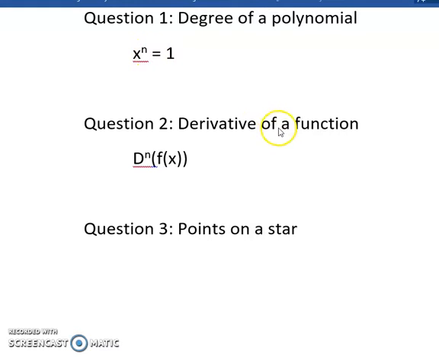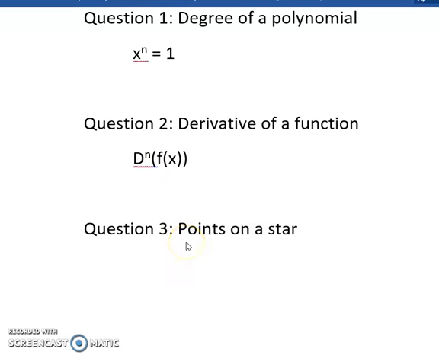Let's look at the next question. You know the first derivative, second derivative, third derivative, fourth derivative, and so on. Those are easy to calculate. But can you have a fractional derivative? Can you have an irrational derivative?